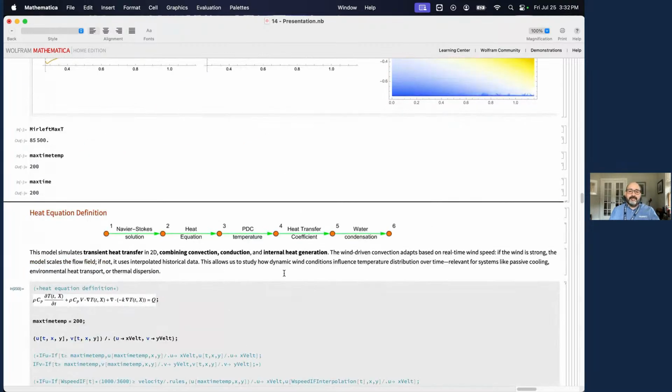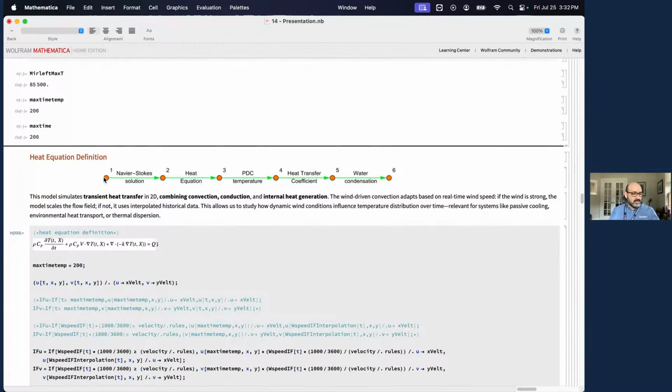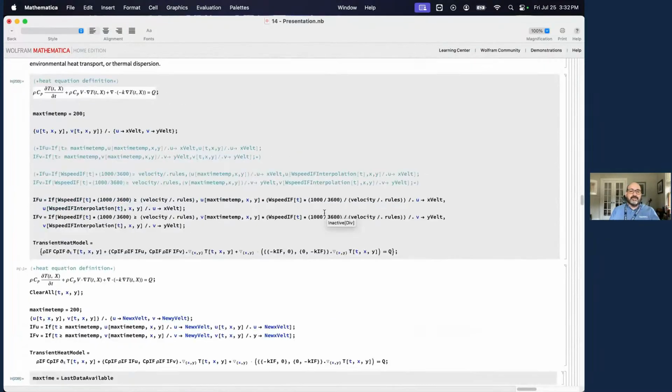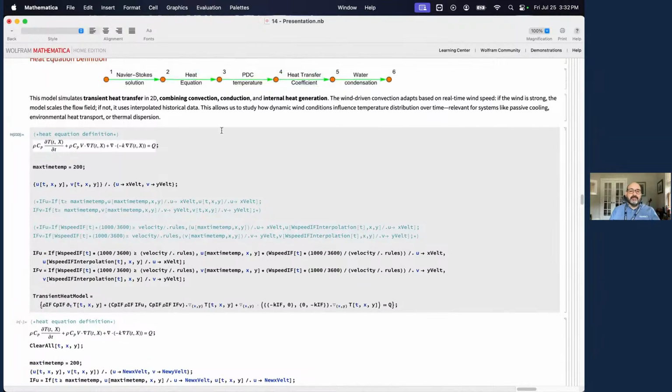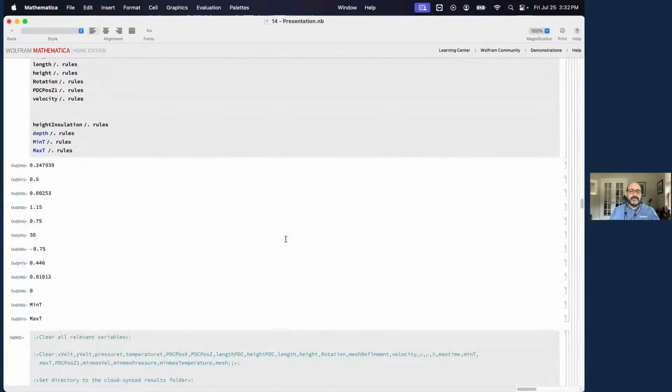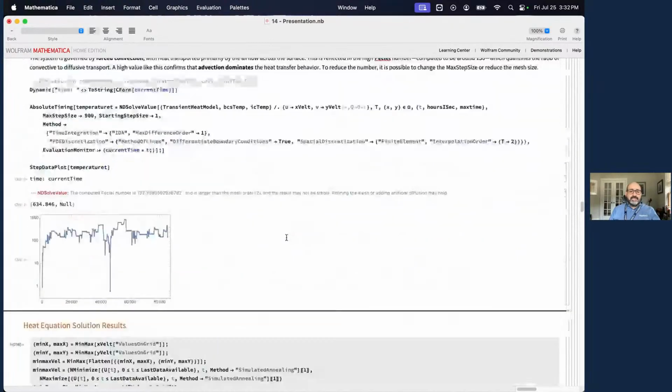Okay, so the first method of solution is, as I was saying, you take the Navier-Stokes solution, you inject it into the heat equation, you calculate your temperature, then you calculate the heat coefficient that I was telling you about, that is so important. From there, you calculate water condensation. Okay, so that's what I'm going to do now. I take my results, I inject them into the heat equation, and then I solve it, right? And I get some results, right? Okay, and with this, this simulation will take literally 24 hours to solve. So I don't want to do that. And you can see already the progress.